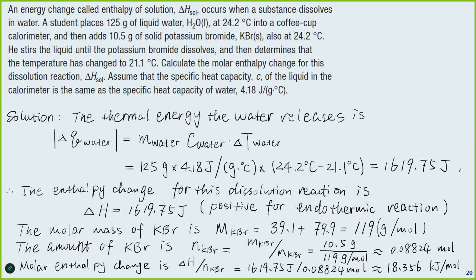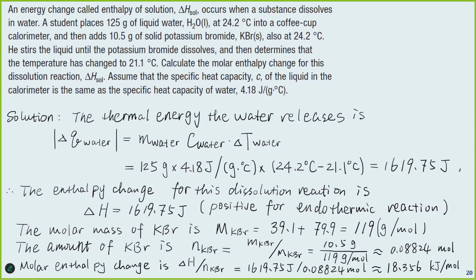Alright, now let's have a look at the solution together. Okay, first of all, we can calculate the thermal energy the water releases, which is the mass of the water times the specific heat capacity of the water times the temperature change of the water, right? Which gives us 19.75 joules. Then the enthalpy change for this dissolution reaction is the same number here, 19.75 joules, which is positive for an endothermic reaction.